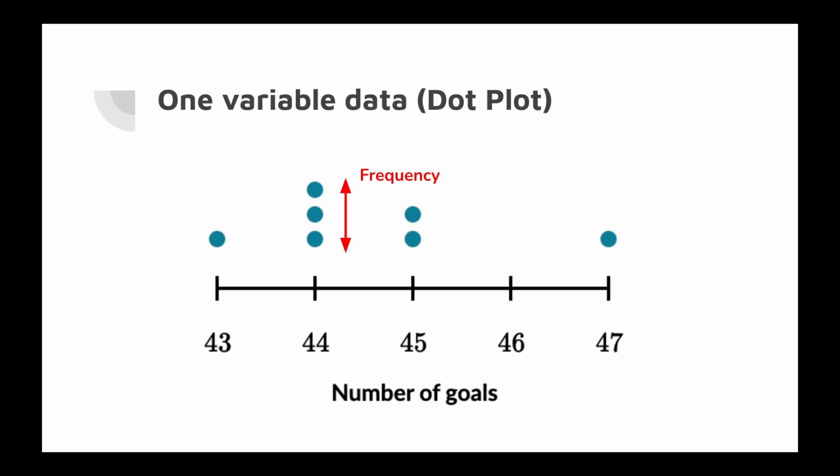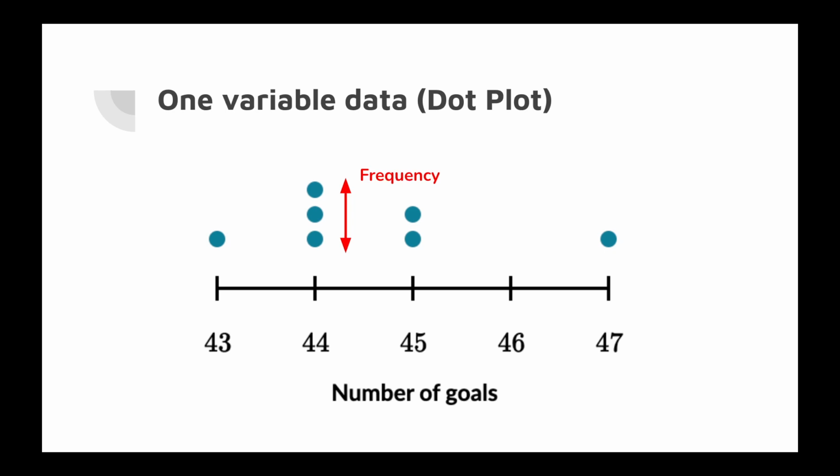You might have already noticed, but the dots above the number is the frequency. For example, we have three players that made 44 goals this season. And similarly, two players have made 45 goals this season, and one player made 43, another player made 47.